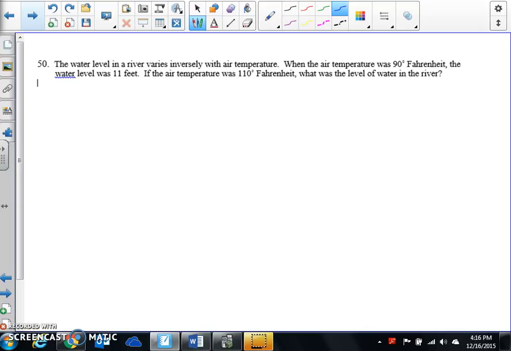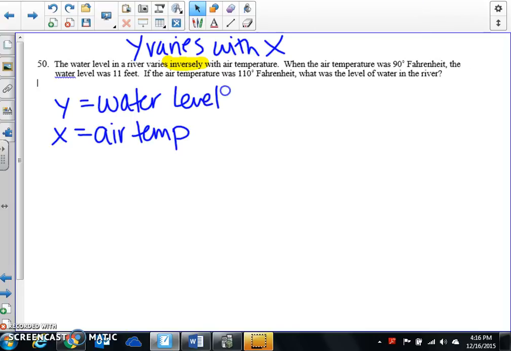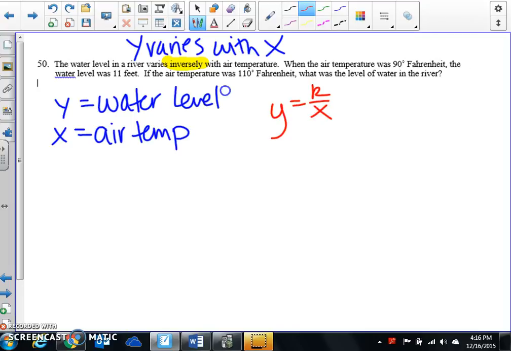All right, the water level in a river varies inversely. Remember, y always varies with x. So I should say y equals, x equals. The water level is y, because that's the first thing said. And inversely, so air temperature is x. Okay, so they said it's an inverse equation, so I go ahead and just say y equals k over x.